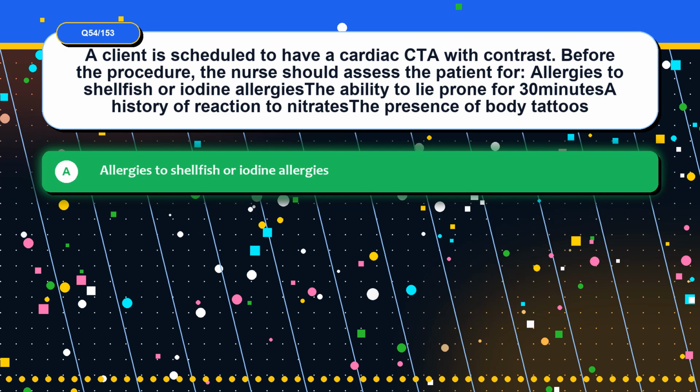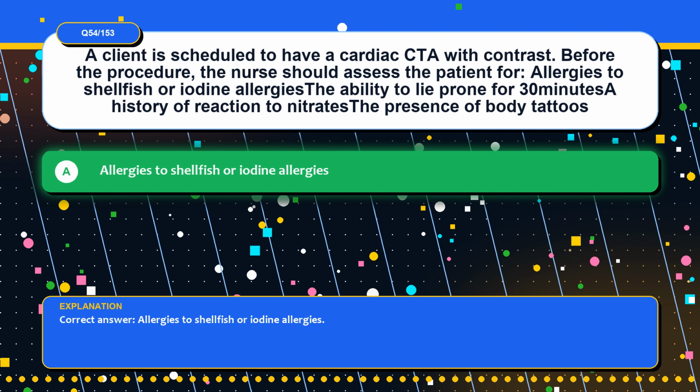The correct answer is option A, allergies to shellfish or iodine allergies.